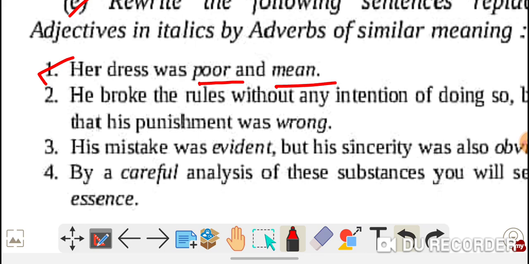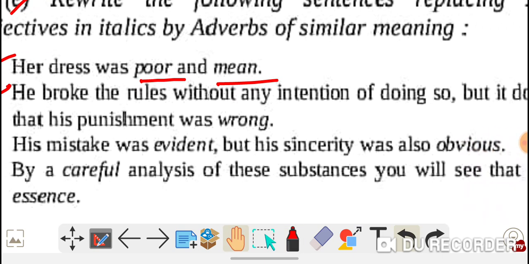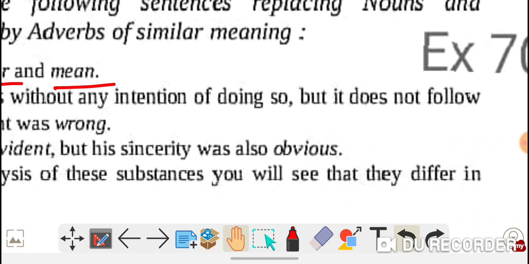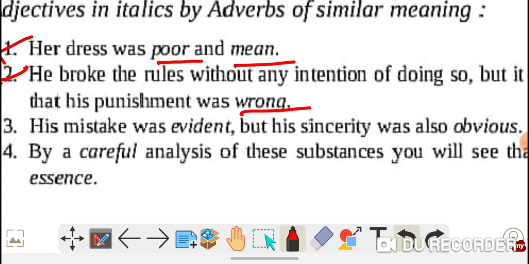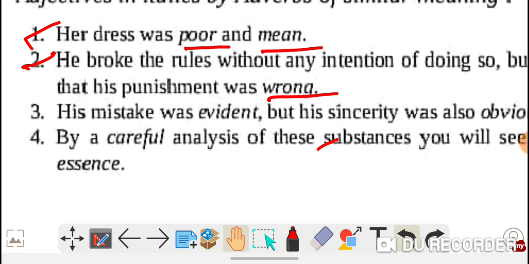Number 1, his dress was poor and mean. So the adverb form of poor is poorly, and the adverb form of mean is meanly. So it is very easy. The answer is, he was poorly and meanly dressed. Number 2, he broke the rules without any intention of doing so, but it does not follow that his punishment was wrong. So here is only one word, wrong. Wrong, adverb form, wrongly. So write down the answer. He broke the rules without any intention of doing so, but it does not follow that he was wrongly punished.